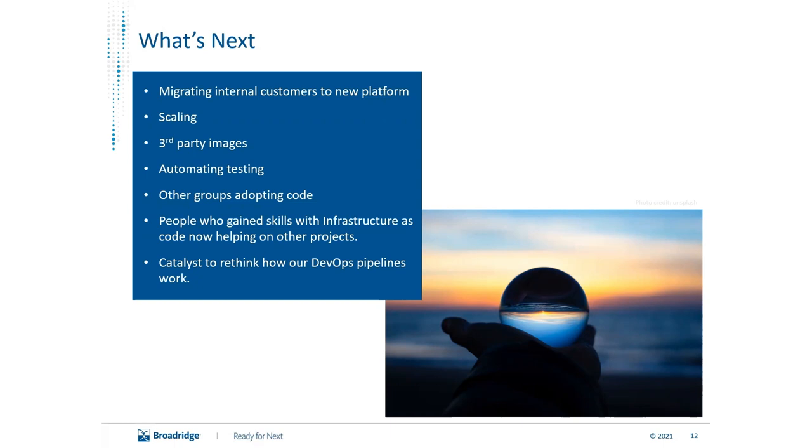And then finally, because of this new approach with containers, we're really using this as a catalyst to rethink how our DevOps pipelines work. Instead of having these monolithic agents, we're able to string together different containers. We're able to swap in and swap out different types of testing techniques and different types of build techniques. So it's really helping us rethink how all these pipelines are going to work.